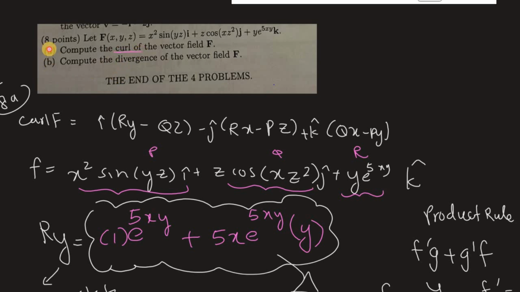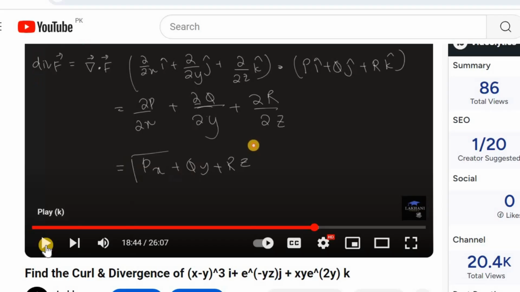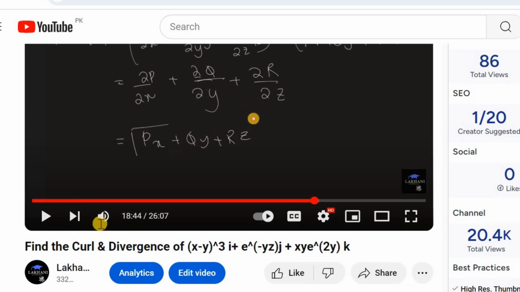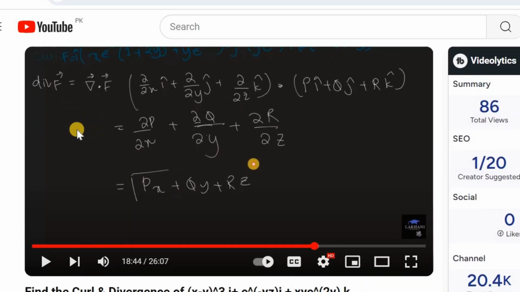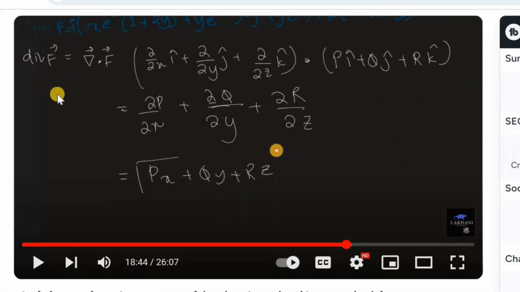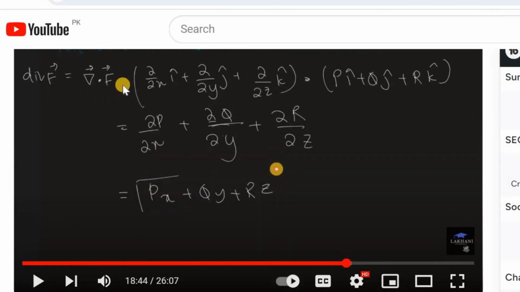Now we only have divergence left to calculate. So this is the last problem of this video. So 8b, compute the divergence of the vector field F. Okay, so in my channel, on the video find the curl and divergence, I have already explained how to find the divergence of F. So if you're given a function F, in order to find the divergence, what we do is we take the gradient and then we dot product it with the function F.